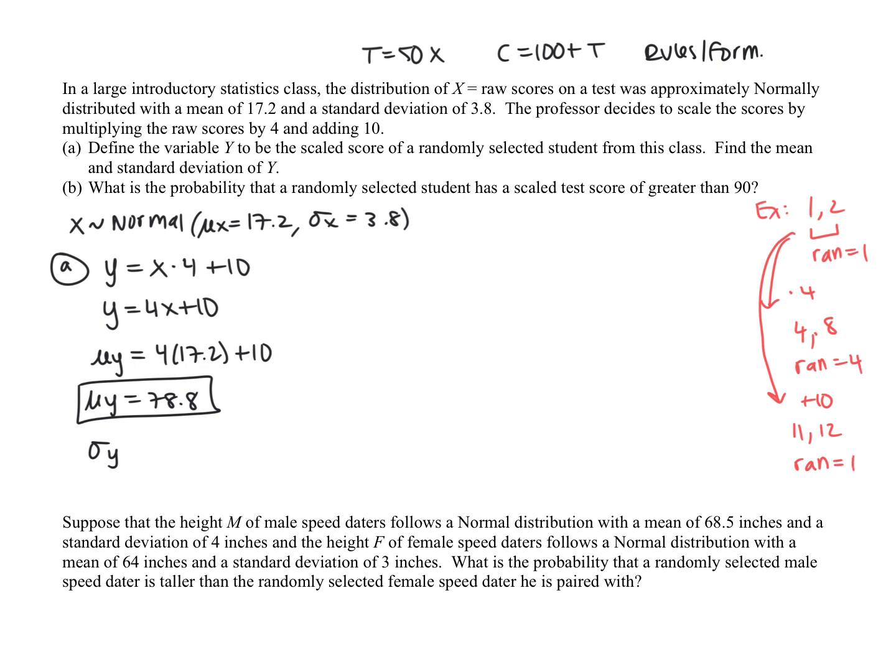So if we think of it that way, we can tell 4 is the only number that changes the standard deviation. Adding 10, all it does is shift the distribution. It doesn't change the spread, though. So this is going to be 4 times that standard deviation. So we get a standard deviation of 15.2.